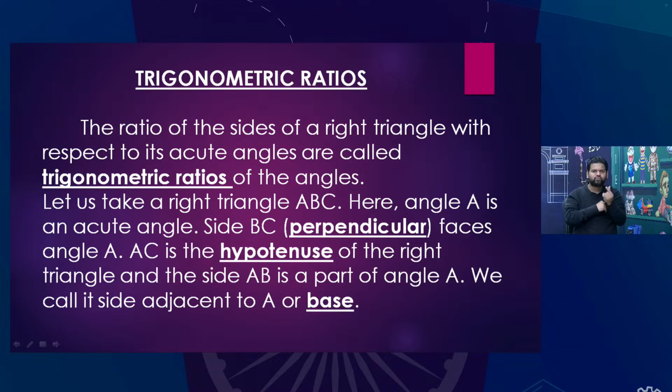So, let us discuss trigonometric ratios, children. The ratios of the sides of a right triangle with respect to the acute angles are called trigonometric ratios of the angles. Let us take right triangle ABC. Here, angle A is an acute angle. Side BC, which we call perpendicular, faces the angle A, and AC, which is the longest side, is the hypotenuse of the right triangle, and the side AB is a part of angle A; we call it the side adjacent to A, or base. Okay.